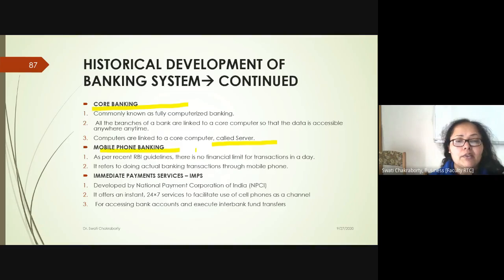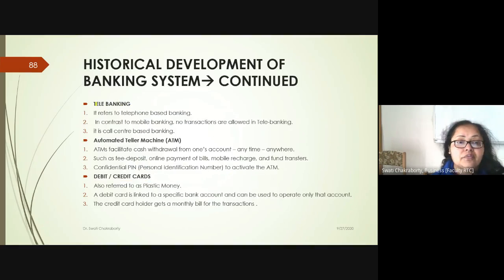Mobile phone banking, so what happens, there's no financial limit for transactions in a day. It refers to the actual bank transactions which are done through mobile phones. Immediate Payment Service, that is IMPS, right, which is developed by the National Payments Corporation in India, offers instant 24x7 services to facilitate use of phones as a channel for accessing bank accounts and executing interbank fund transfers.